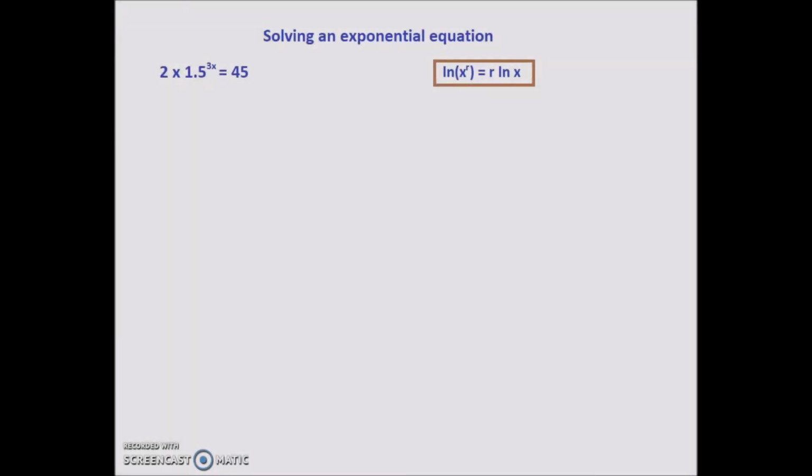Welcome to this Wise Owl research presentation in which we will be solving an exponential equation. This is the equation that we will be looking at, and we will need to use the rule in the box. The first thing that you should do on any equation, if it's an exponential equation or not, is try to simplify it as much as you can.